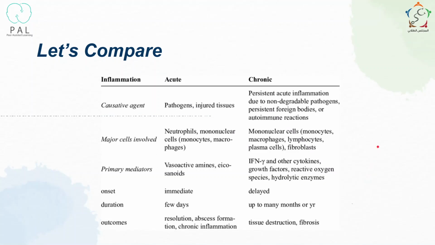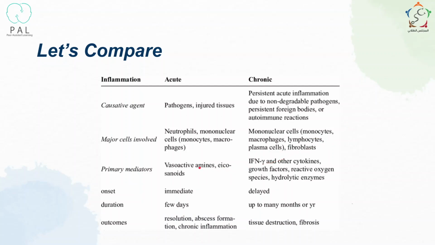So finally, if you want to compare acute and chronic inflammation, the causative agent in acute inflammation is pathogens or injured tissues. In chronic inflammation, it's persistent infection, some autoimmune reactions, and some potentially toxic inhaled endogenous or exogenous materials. The major cells in acute inflammation are neutrophils. In chronic inflammation, mononuclear cells such as macrophages, some lymphocytes, plasma cells, and others.